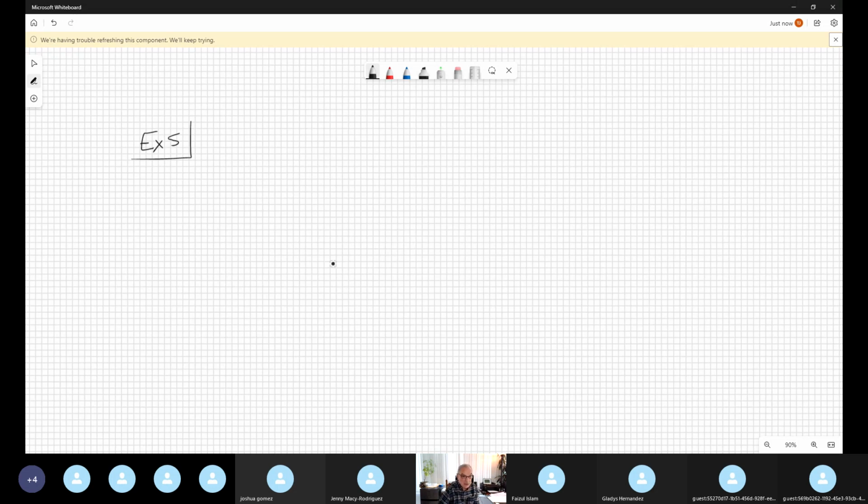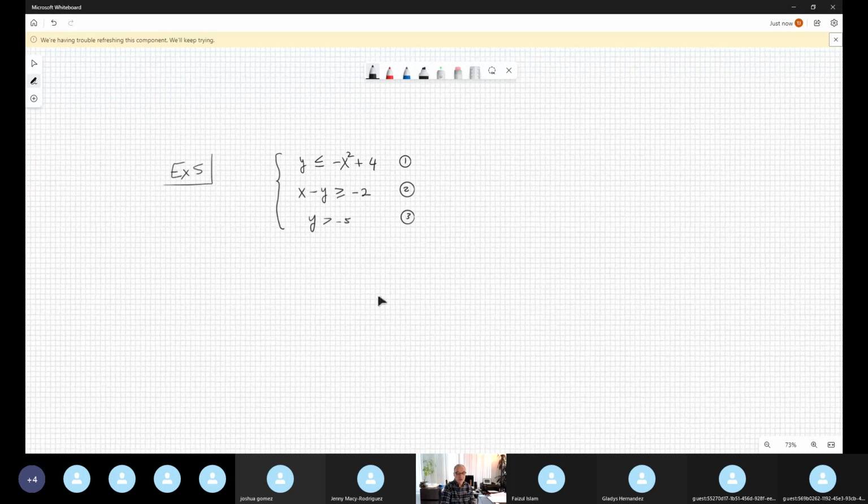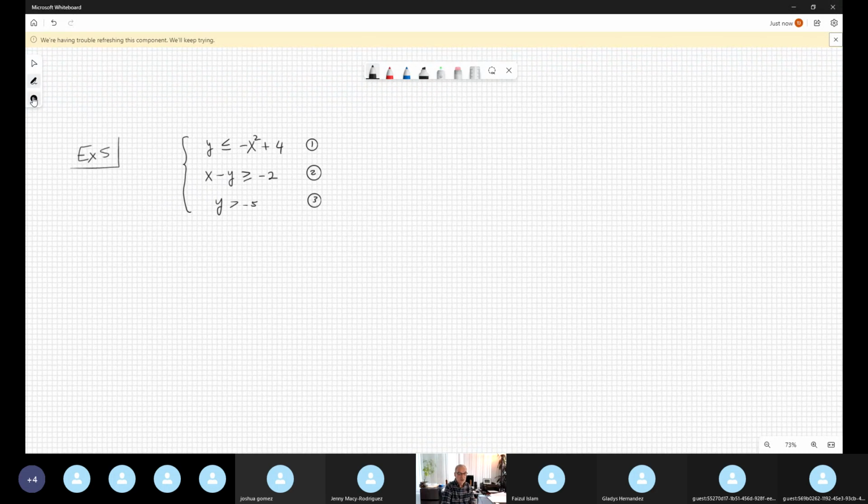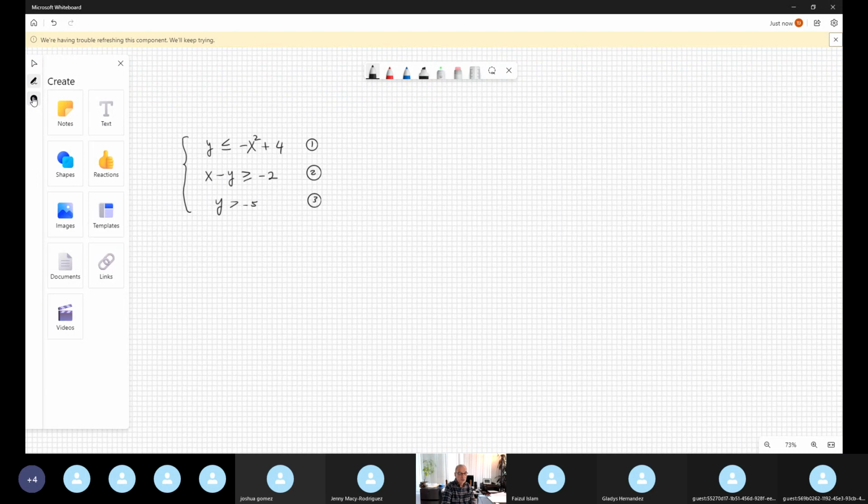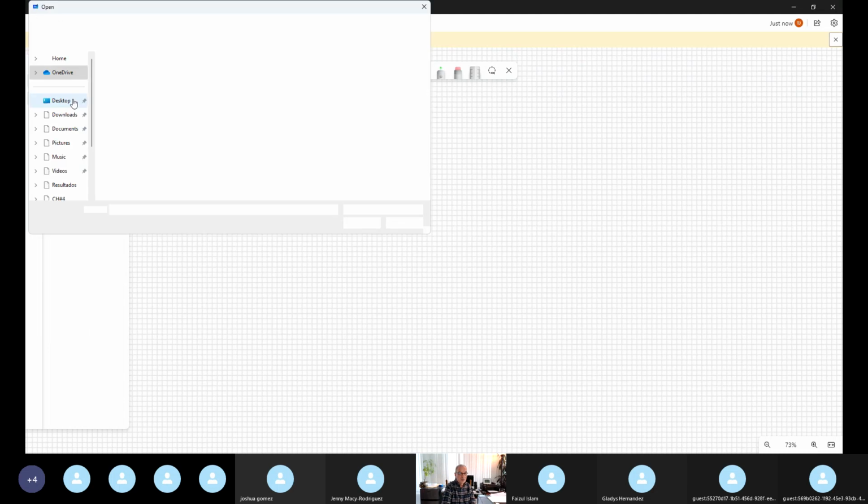Suppose the system formed by 3 inequalities. Y is less than or equal to minus x squared plus 4, inequality number 1. Another inequality is x minus y greater than or equal to minus 2, inequality number 2. And y greater than minus 5. Let me do my best by hand. This is the last time solving the system of inequalities by hand. After that we use Desmos anytime.